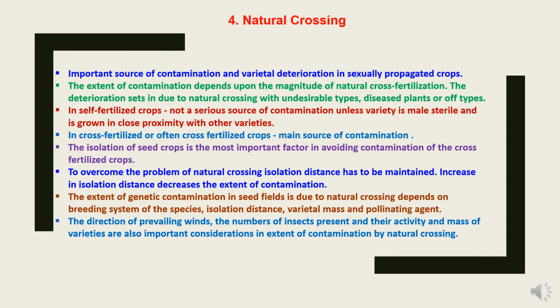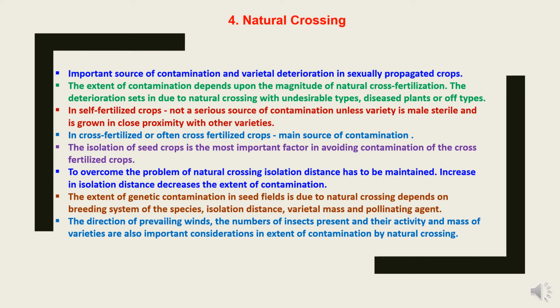Fourth factor for deterioration of varietal genetic purity is natural crossing. Natural crossing refers to the movement of pollen from one plant to the stigma of a second plant where the fertilization takes place. Natural crossing can be an important source of contamination and varietal deterioration in sexually propagated crops. The extent of contamination depends upon the magnitude of natural cross-fertilization. The deterioration is due to natural crossing with undesirable types, diseased plants or off types.